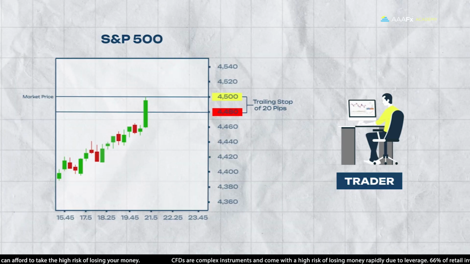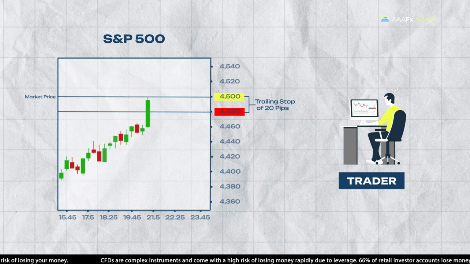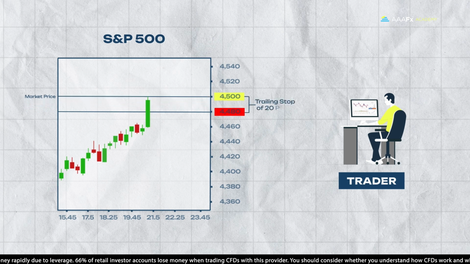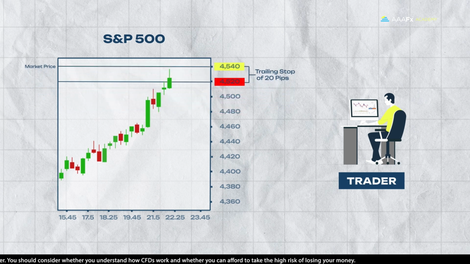Here are some possible scenarios of how your trailing stop will work. If the price drops to 4,480, your stop loss order will remain at 4,480, which is 20 pips below your entry price. But here's the genius part. If the price rises, the trailing stop rises with it, staying 20 pips below the market price. And here's where it gets really exciting. If the price rises to 4,540, your stop loss order will move up to 4,520, which is 20 pips below the current price. You'll be able to sell and close the trade at a price more than what you paid for, locking in the gains you captured.